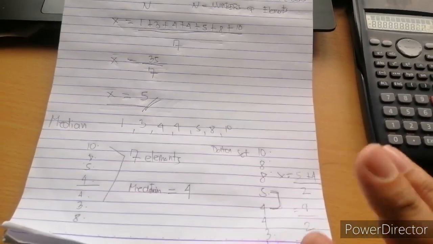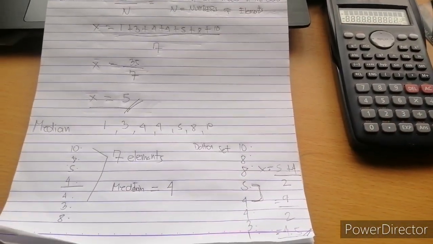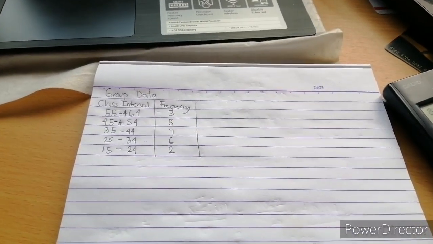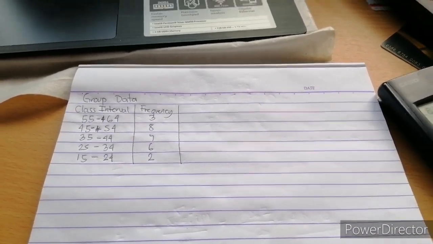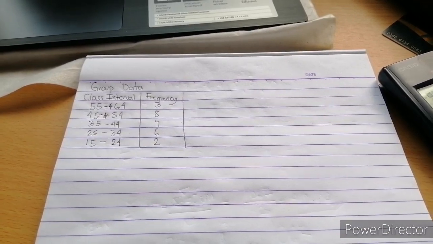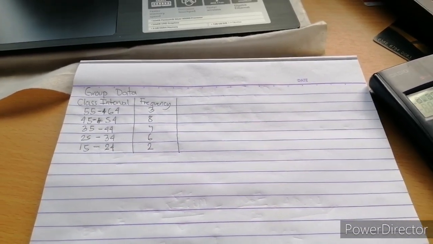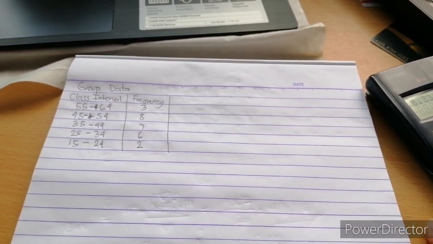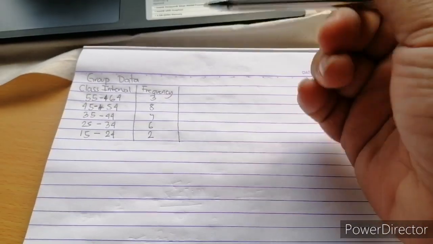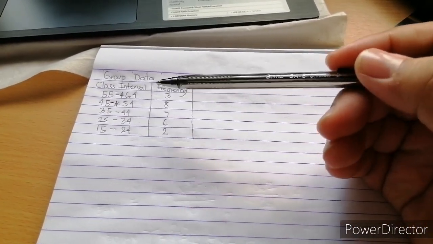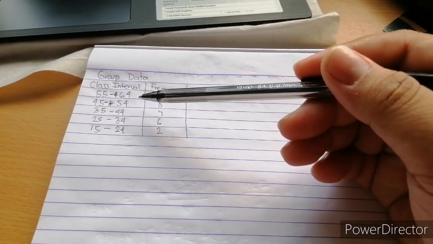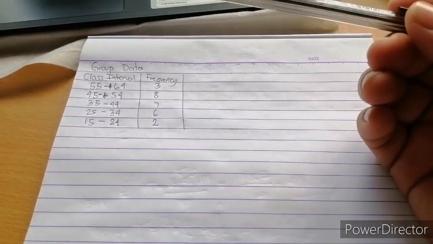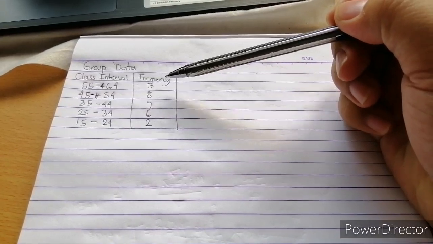So the answer for the median of this data set is 4.5. That is how you get the median of the ungrouped data, whether it has an odd number or an even number of elements. So now that we already know how to determine the mean, median, mode of ungrouped data, let's proceed on how to determine the mean, median, mode of grouped data. For example, we have a data set of grouped data with these class intervals, which are 55 to 64, 45 to 54, 35 to 44, 25 to 34, and 15 to 24. The class interval and the frequency are already given.